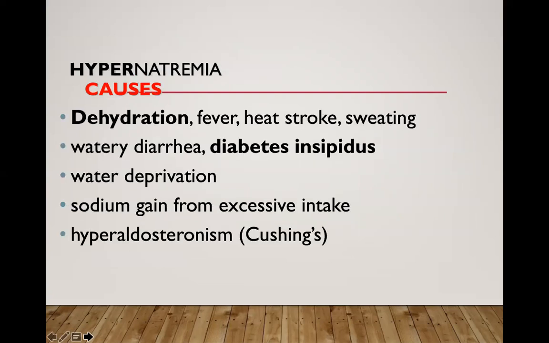Let's talk about the opposite, which is hypernatremia. Dehydration, fever, heat stroke, and sweating, watery diarrhea and diabetes insipidus may all cause hypernatremia, as well as water deprivation and sodium gain from excessive intake, as well as what you see in Cushing syndrome or hyperaldosteronism.